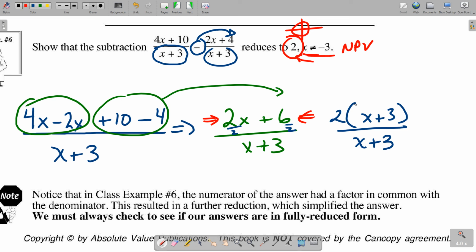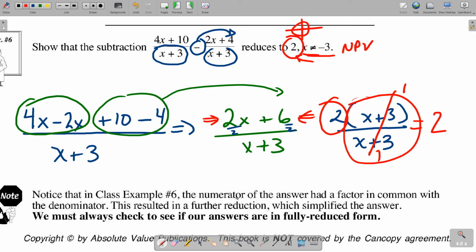Now, are we done? Nope, because what we have to do is make this the 1-to-1 ratio. 1, 1, therefore 2. Now it's 2, and x cannot be -3. Notice the numerator of the answer had a factor in common right here with the denominator. This results in further reduction, which is a more simplified answer. Full credit means you find all the full reductions. We must always check to see if our answers are fully reduced.